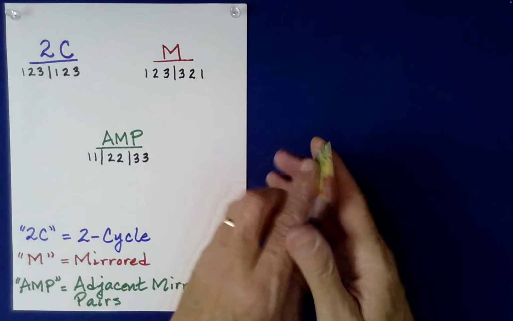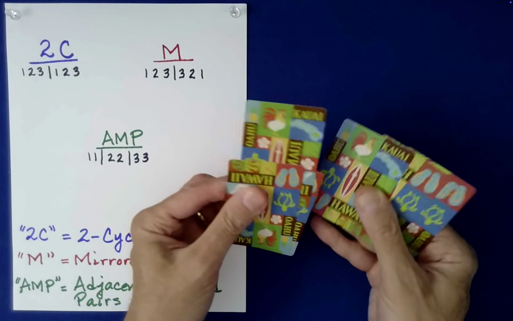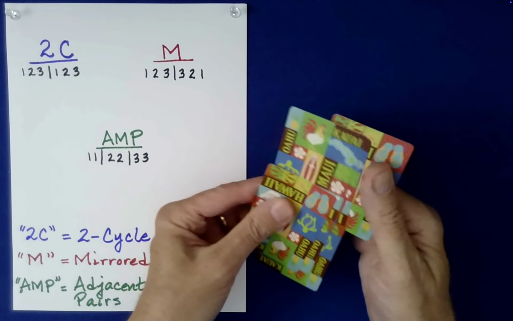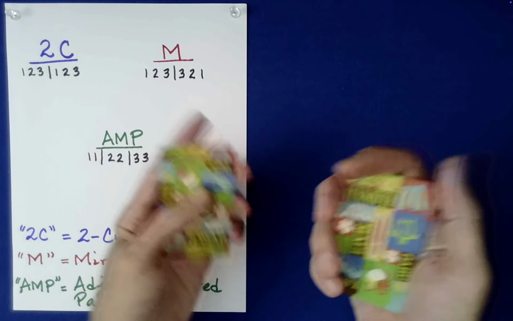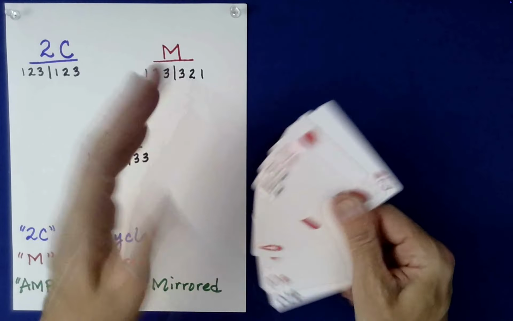Another great one is called an even or odd up jog. This is where you're jogging forward, let's say the even position cards with random stacking. It's still going to be mirrored.